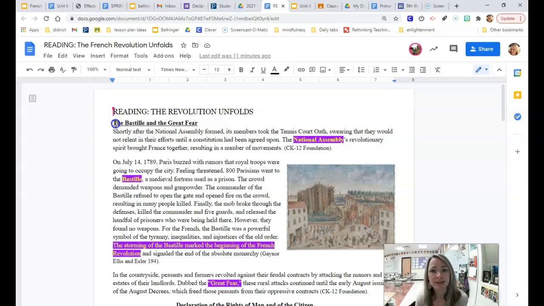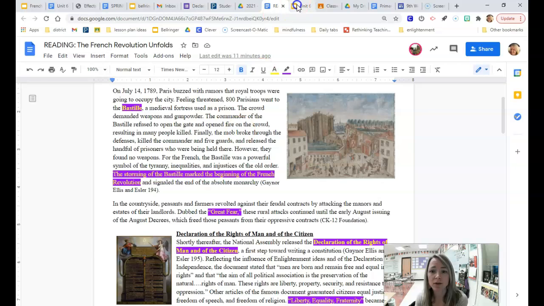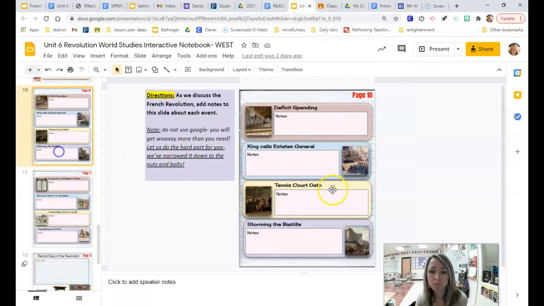I went ahead and added the Bastille and the Great Fear in here again because there are several of you that still seemed confused about how the storming of the Bastille actually kind of went down. And so this information right here talks about how the National Assembly, after it formed, right, it took the tennis court oath and they vowed to create a constitution. However, that revolutionary spirit is going to spill over into the streets in the countryside, right, of France. And so you have the storming of the Bastille. It tells you a little bit more about it there. And you also have the Great Fear. So go ahead and fill in, right, information about the storming of the Bastille right down here.